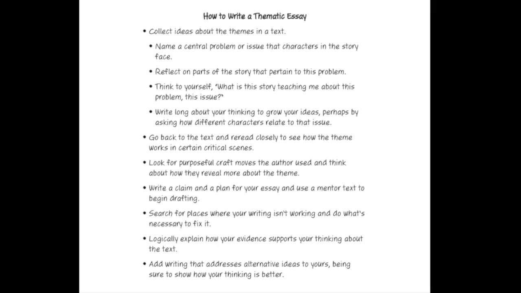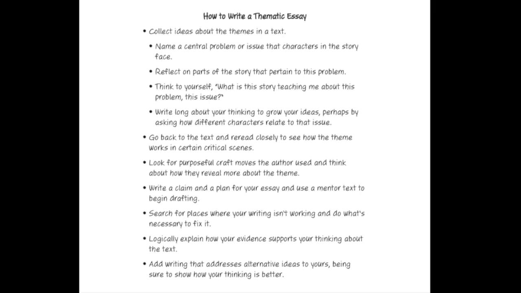So today, we're going to go back in the text. We're going to reread closely to see how the theme works in certain critical scenes. So when you're talking about your theme, you're going to discuss how the author reveals that theme in different parts of the story, and you're going to cite those parts as text evidence.